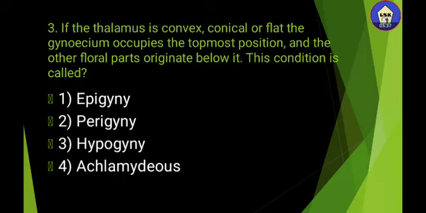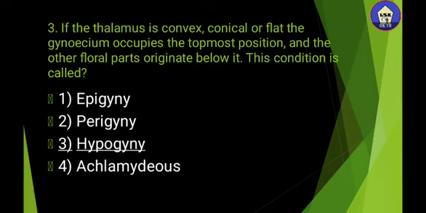And epigyny is the condition in which all the floral parts are arranged above the gynoecium. So the gynoecium or the ovary is inferior. The question says, if the thalamus is convex, conical or flat, the gynoecium occupies the topmost position and the other floral parts originate below it. That means all the floral parts are arranged below the gynoecium. Below means hypo. Below the gynoecium represents a hypogynous flower. So the answer should be option 3.